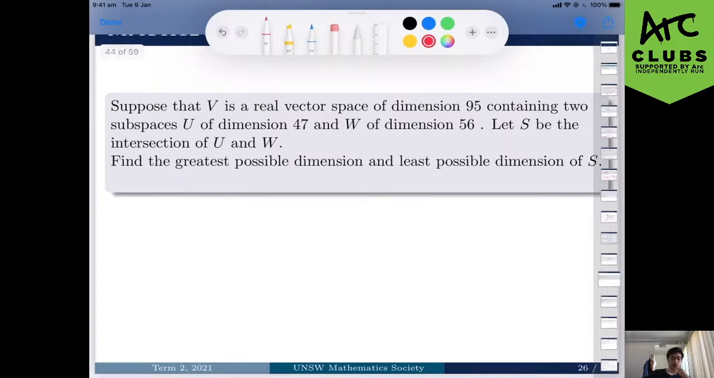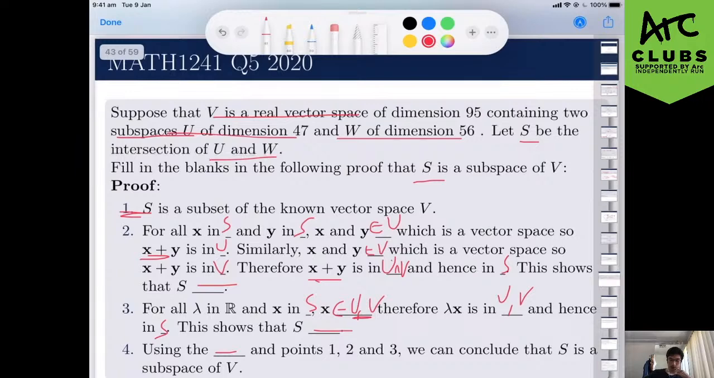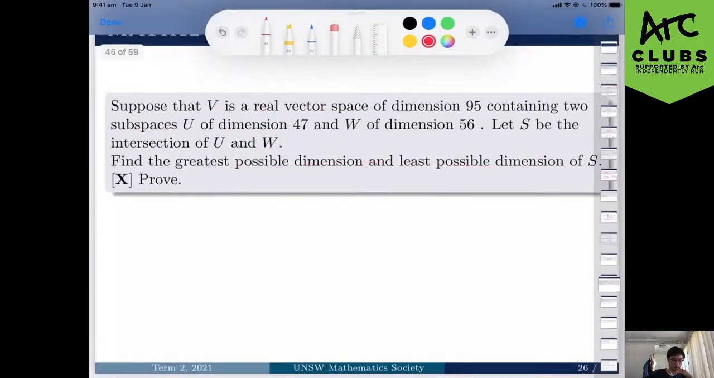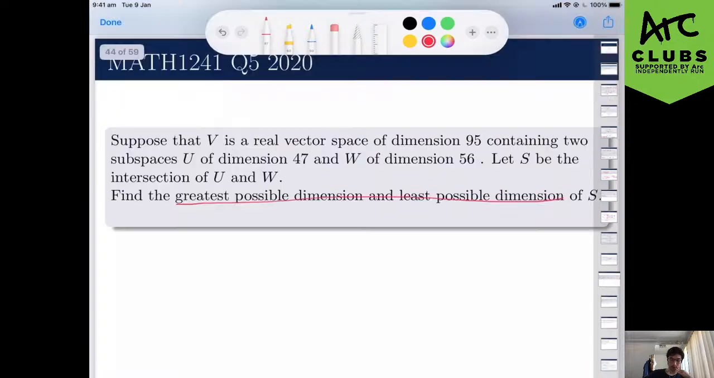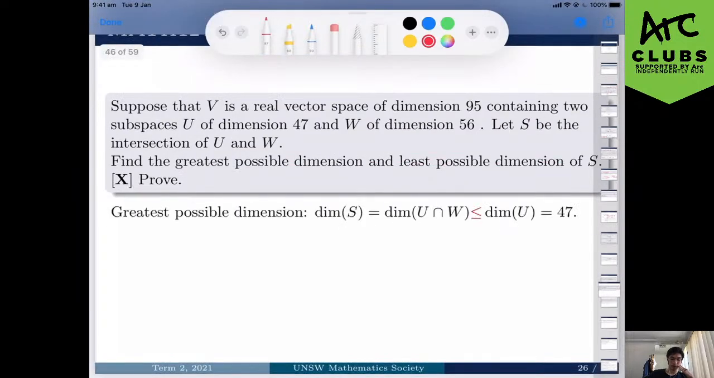The next part of the question was to find the greatest possible dimension and least possible dimension of S. As an extension question, I set out to prove it because it's very non-trivial from what I found. Maybe I'm just bad. So, the greatest possible dimension of S. If we want to maximize the intersection of two subspaces, we'll make one a subset of the other. We'll just put as much of U into W as possible, so make U a subset of W.